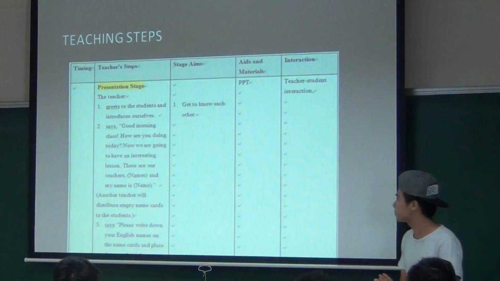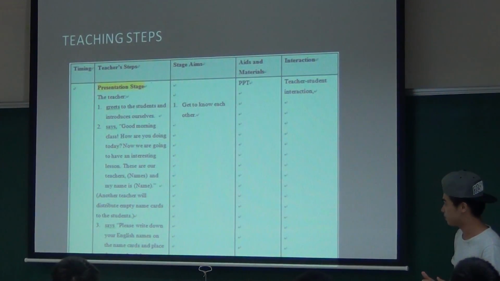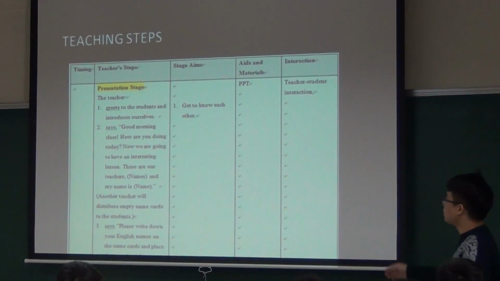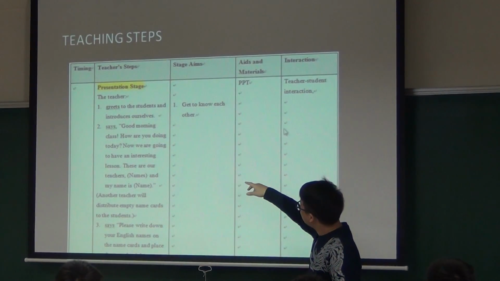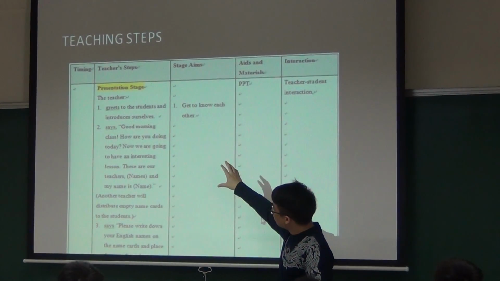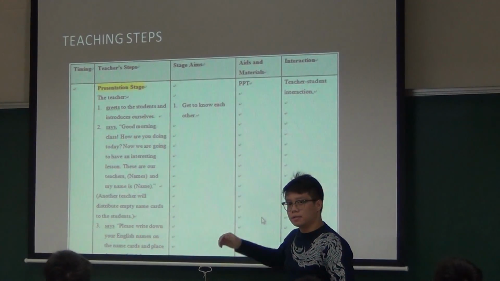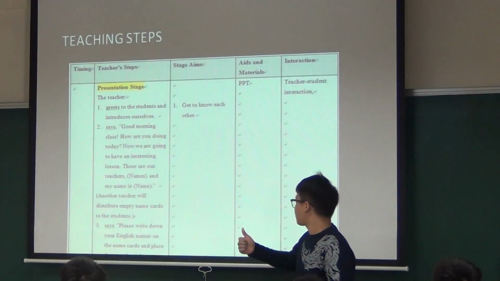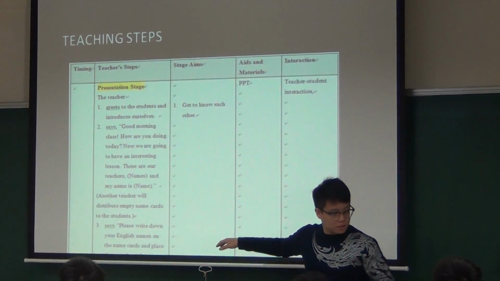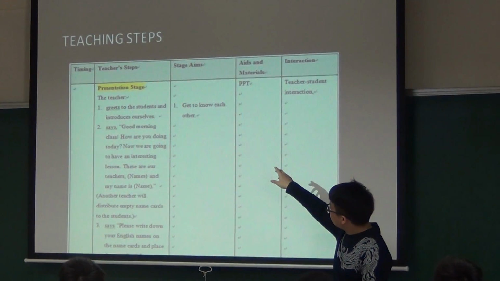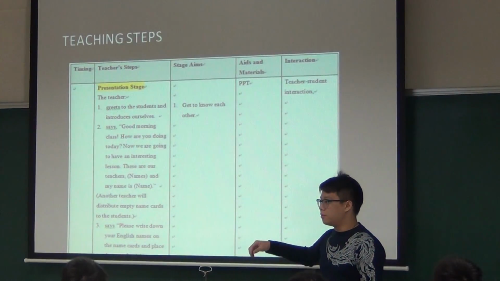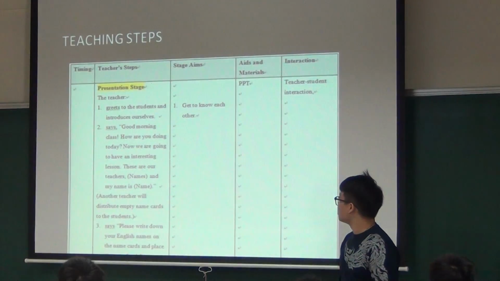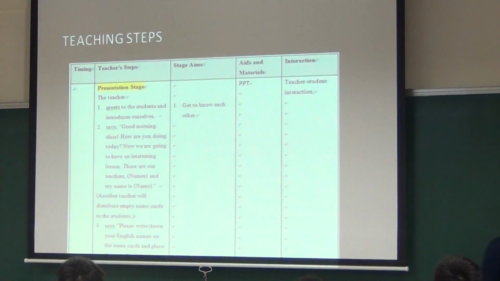Okay. Next. And this is our teaching steps. As you can see on the PowerPoint, these are our teaching steps. First one, we do the little warm-up by asking them what's the meaning of this gesture. So of course, there's thumb up. So the stage aim is to get to know each other. So we provide them part and start to know the students and the grouping.